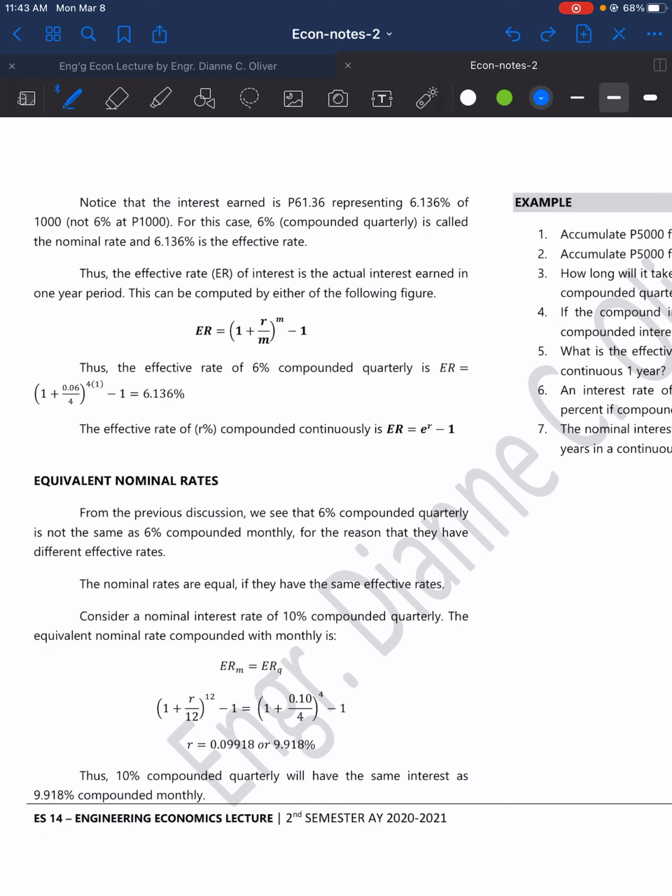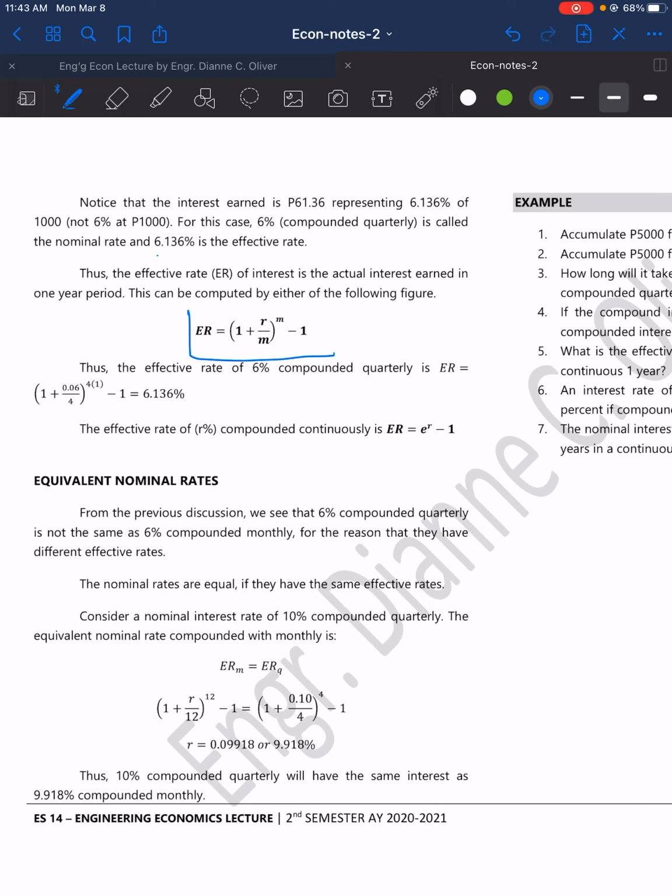This 61.36 is actually 6.136% of the 1,000 pesos and not 6% of 1,000 pesos. For this case, 6% compounded quarterly is called the nominal rate and the 6.136% is the effective rate. Thus, the effective rate of interest is the actual interest earned in a 1 year period, and this can be computed by either of the following figures.